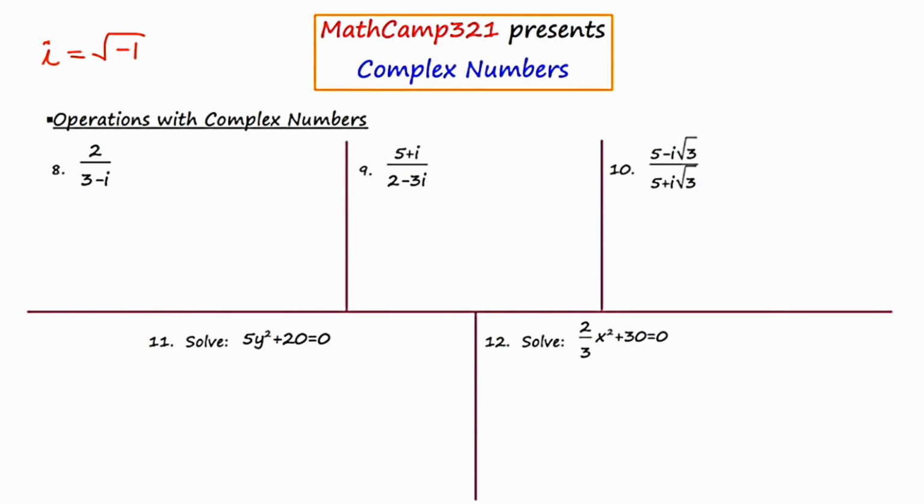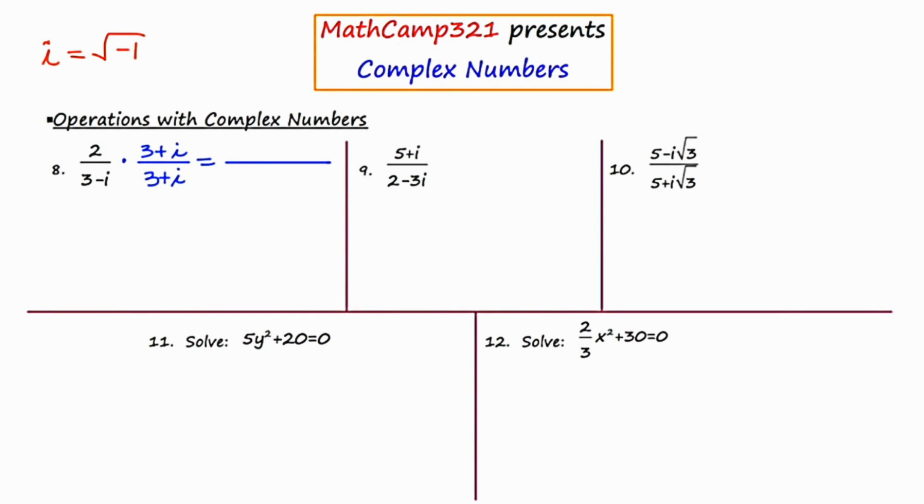So as we look at number 8, our denominator is 3 minus i. And what we're going to need to do to fix this situation is to multiply the top and the bottom by what's called the complex conjugate of the denominator. So the denominator right now as it stands is 3 minus i, and we're going to need to multiply the top and the bottom by 3 plus i. This is called the complex conjugate.